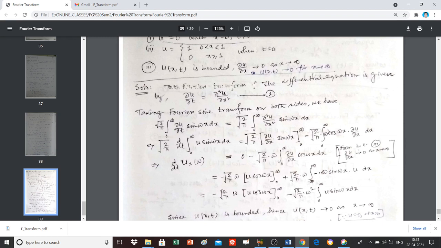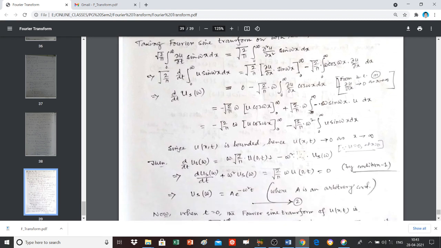So that is equal to minus 2 by f square root 2 by pi omega, then u cos omega x from 0 to infinity, then minus, this minus will appear here, minus square root 2 by pi, this omega square, 0 to infinity, u sine omega x dx. Okay. Now since u(x,t) is bounded, this is another boundary condition, hence u(x,t) tends to 0 as x tends to infinity.